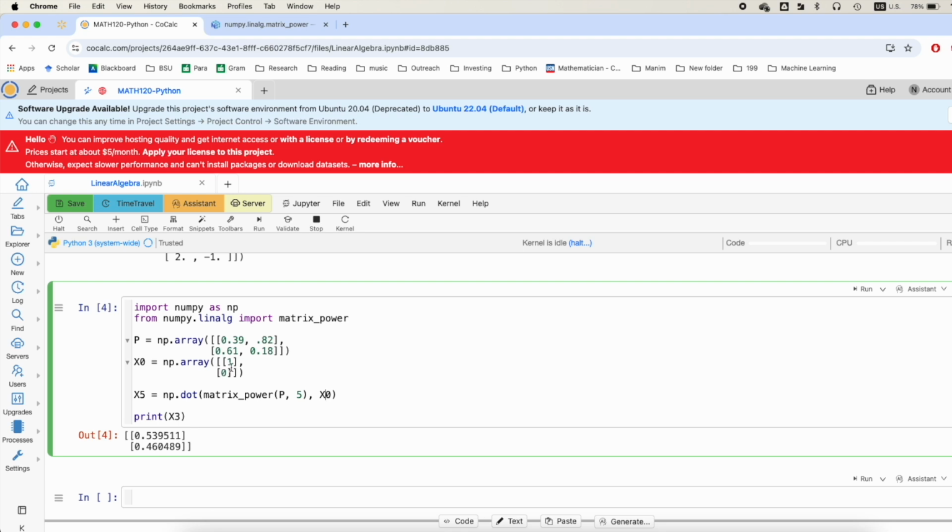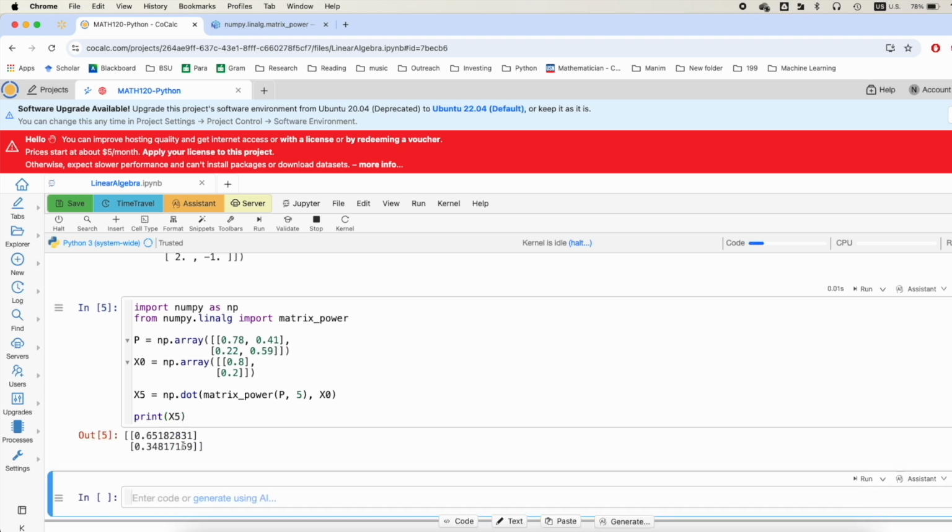In this case, the initial state matrix is 0.8 and 0.2. And the matrix of transition probability in this case is 0.78, 0.41, 0.22, and 0.59. Now instead of print out x3, you do x5, print out x5, and you hit run and see what you got. Again, this is the result that you got. If you want, you can double check with the calculations starting from x1 to x2 to x3, x4, and x5 with this approach and see if the two results match with one another.